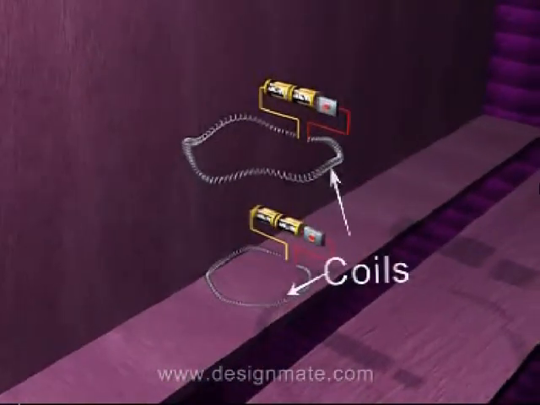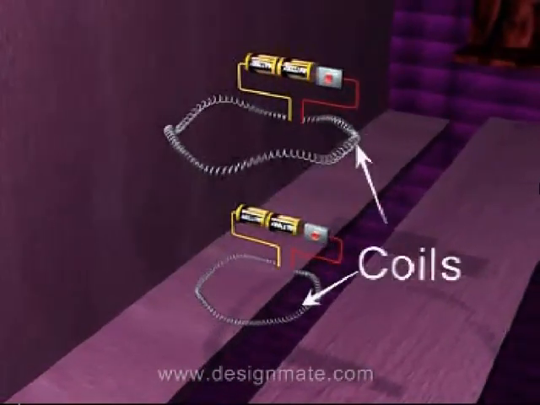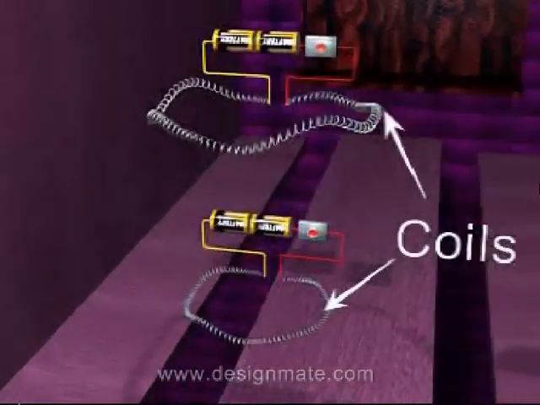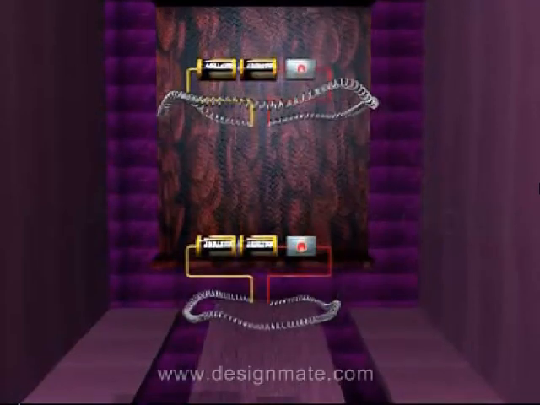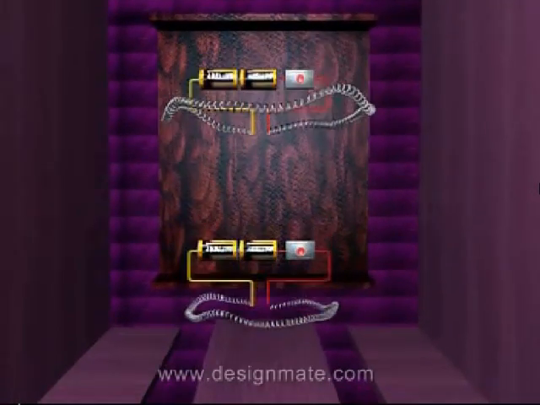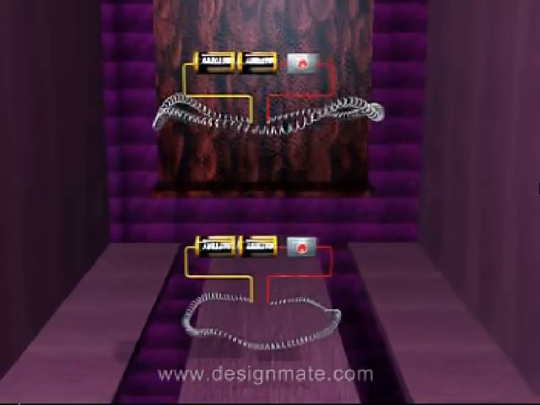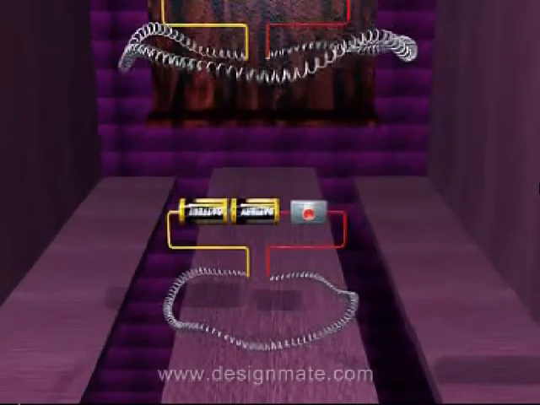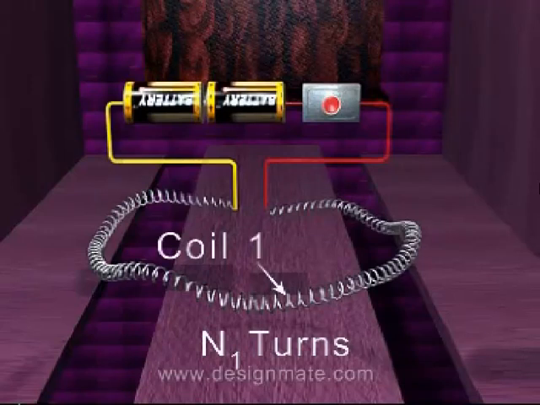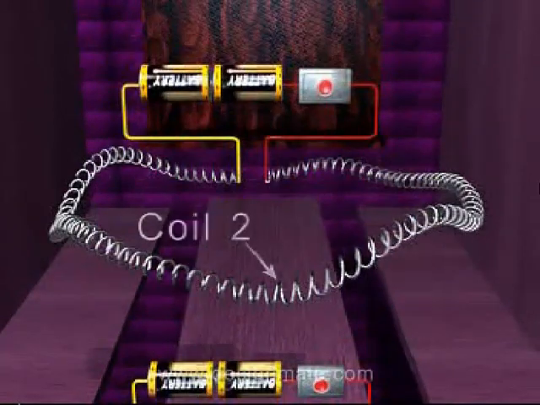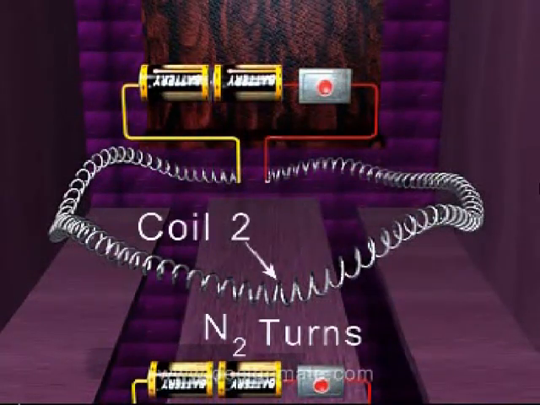Consider two conducting coils having arbitrary shapes placed near each other. The coils may also have an arbitrary inclination with respect to each other. Suppose that coil 1 has N1 turns and coil 2 has N2 turns.